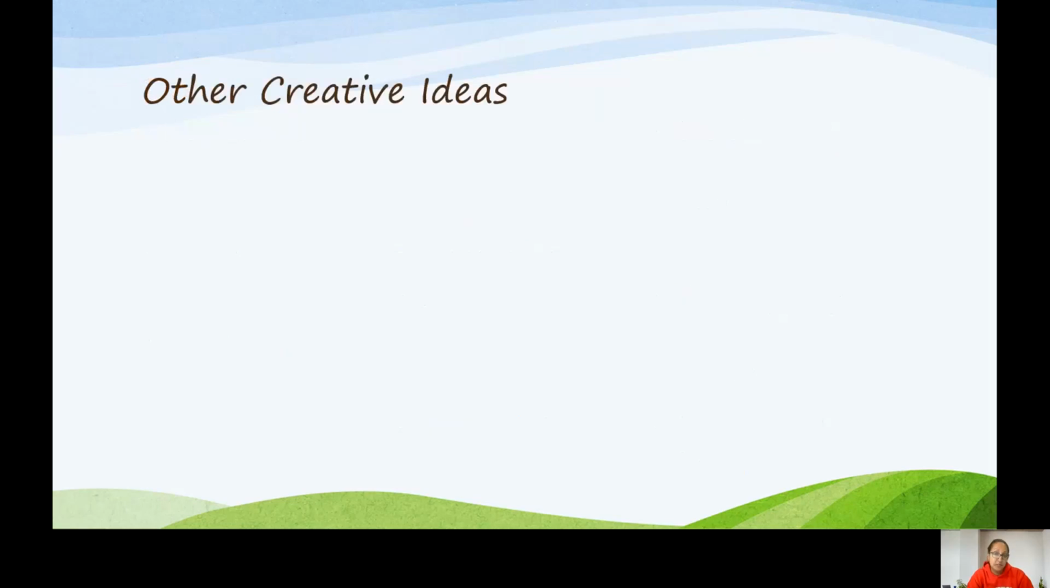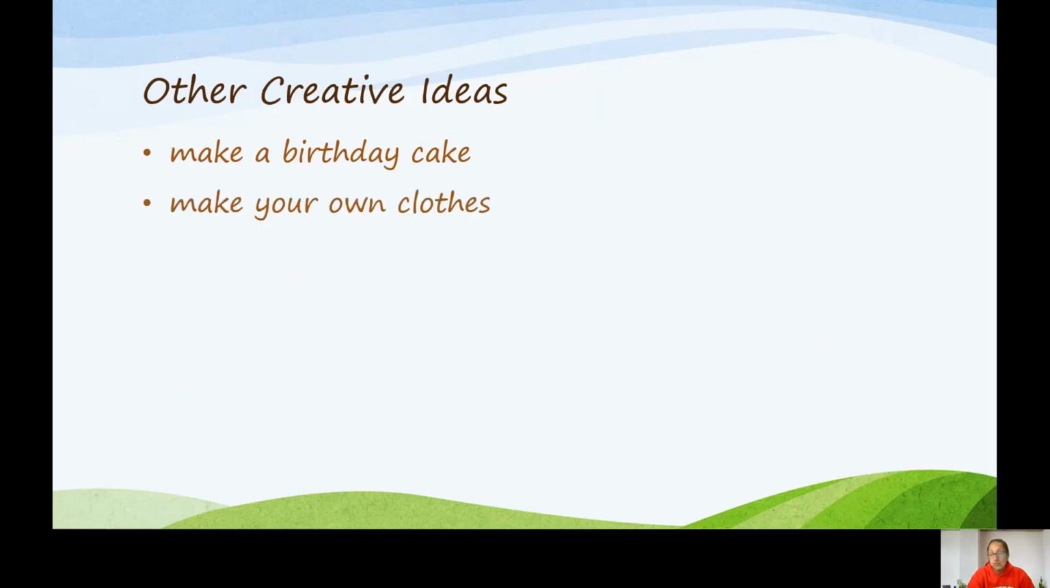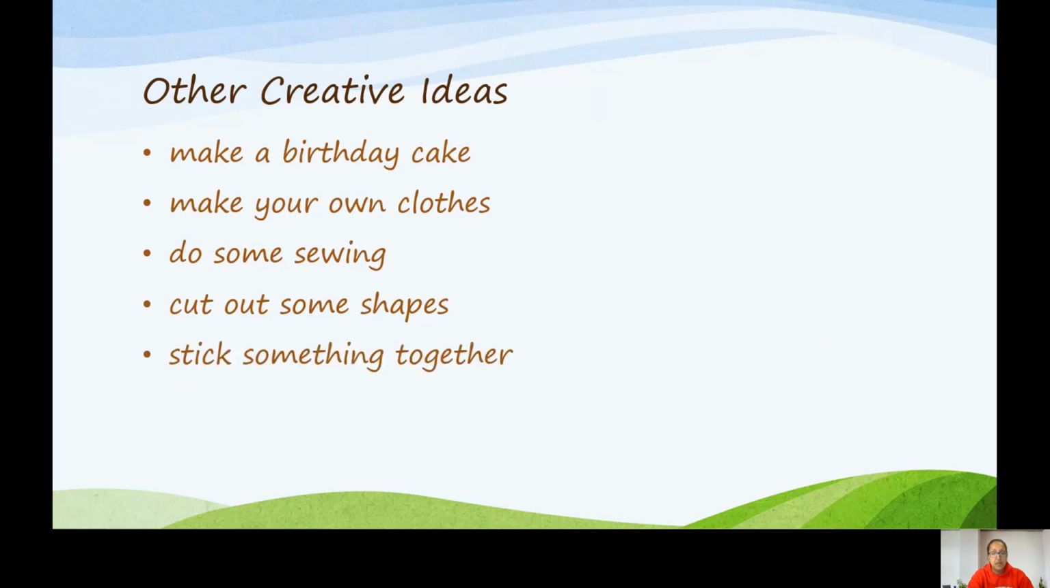We can think of some other creative ideas that you might want to talk about. For example, you could make a birthday cake. So not just a cake, maybe you decorate it. Maybe you make a special shape and put a candle on it. You might make your own clothes. Do some sewing. You can cut out some shapes while you are making something. Perhaps you stick something together.